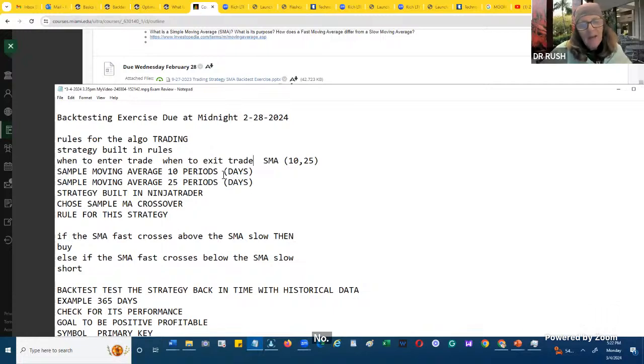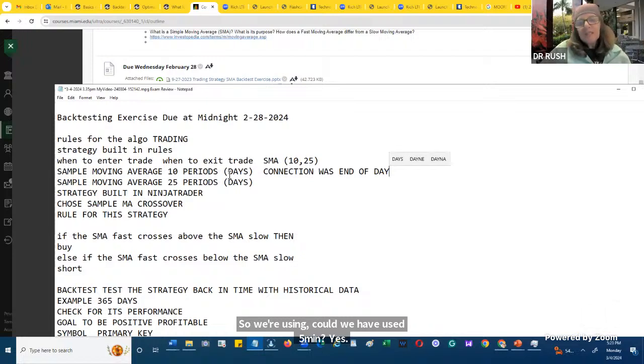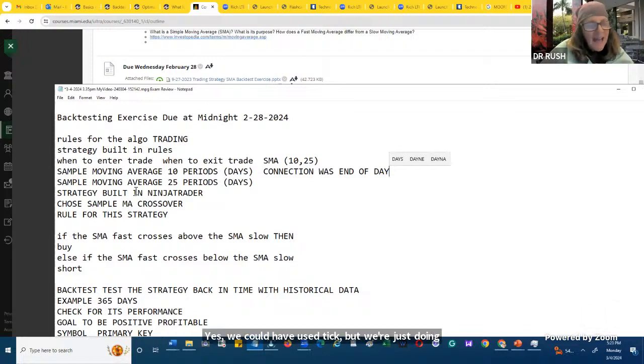We have two moving averages. We have a simple moving average of a 10-day period, and we're using days. Why are we using days? Because our connection, you remember that, Audria? Our connection was end of day. So could we have used 5 minutes? Yes. Could we have used a minute? Yes. We could have used tick, but we're just doing days because it's simpler. That strategy was built in NinjaTrader, and we chose the sample MA crossover strategy.